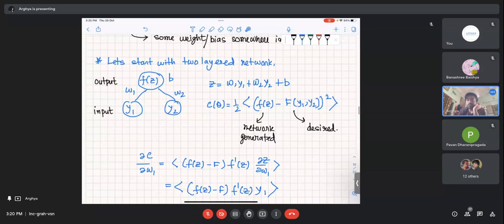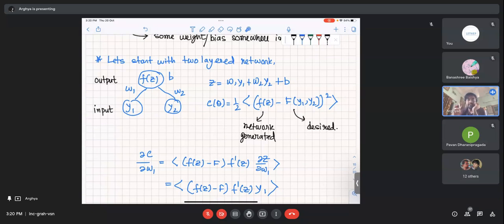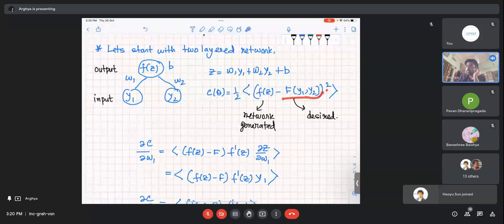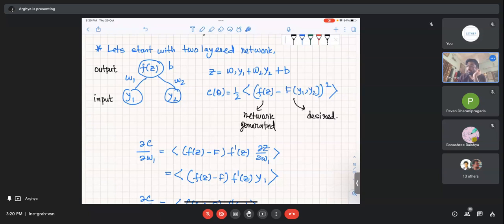To get to the bottom of it, let's start with a simple two-layered network where I have this output and this input. Here my z is w1 y1 plus w2 y2 plus b, and C theta is half of (f(z) minus f tilde) squared. This f tilde is your target value, what you want to achieve. For given y1 and y2, you know what the value of the neuron here should be, and that is your f tilde. Small f is the value that this neuron is giving you now.